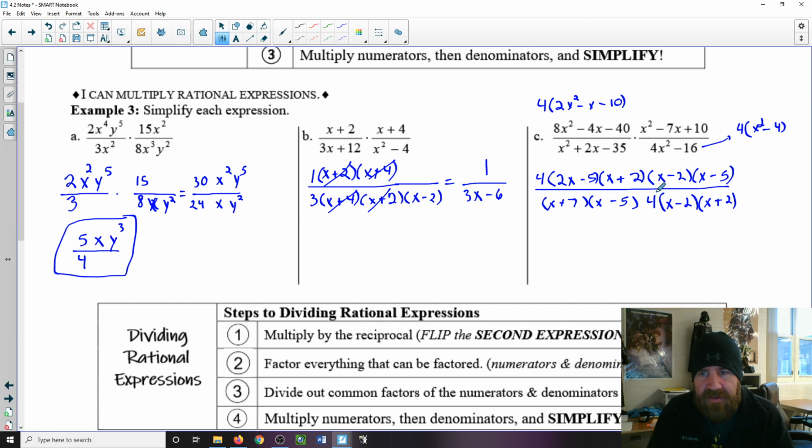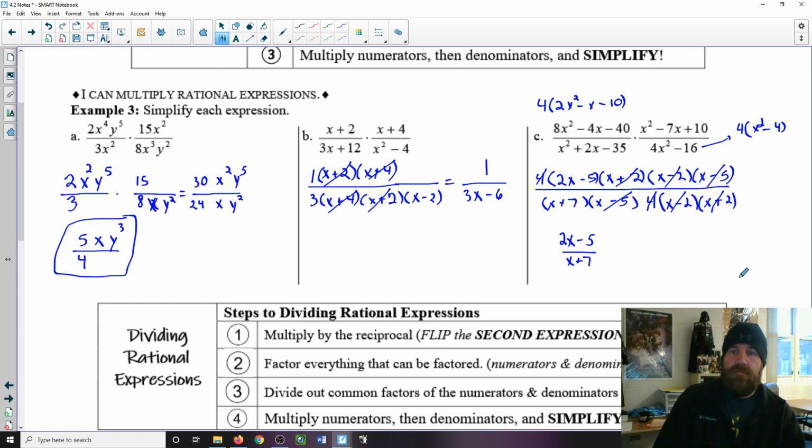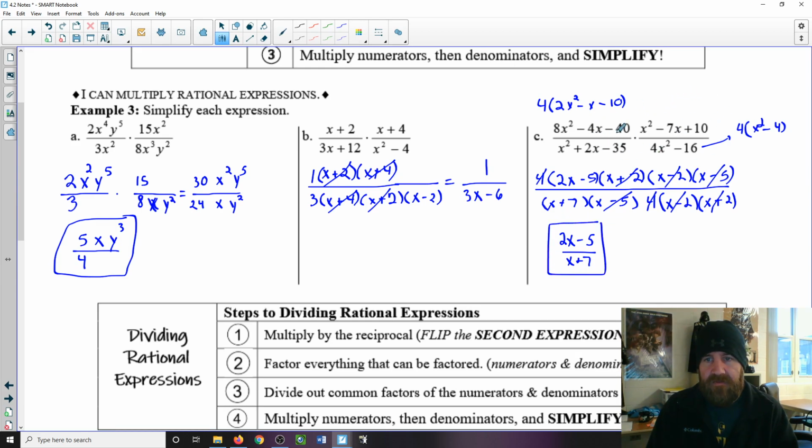Okay, so take your time with the factoring, make sure everything goes in the right location, and then we can start canceling. So I see that we have a 4 on the top and a 4 on the bottom. That cancels. We have an x plus 2 and x plus 2. x minus 2 cancel. x minus 5's cancel. And all we're left with is this 2x minus 5 over x plus 7. Okay, so final answer there. So kind of cool that this whole big mess breaks down to this simple expression.